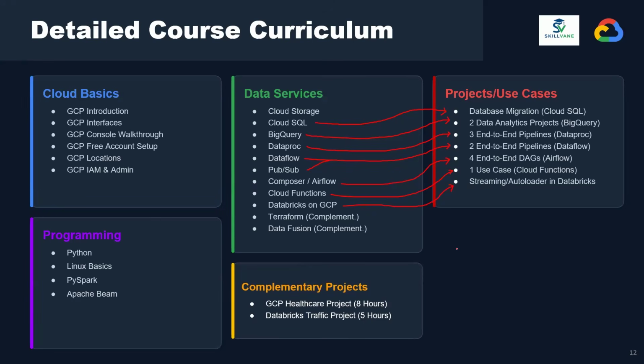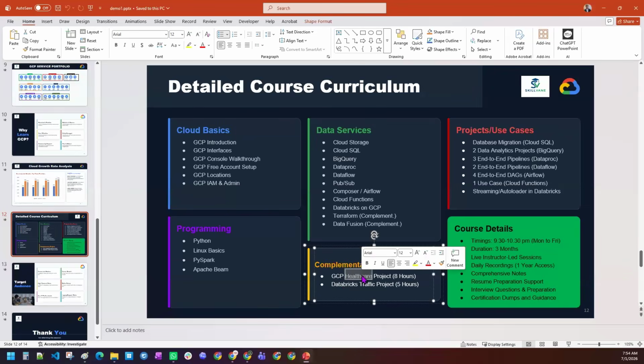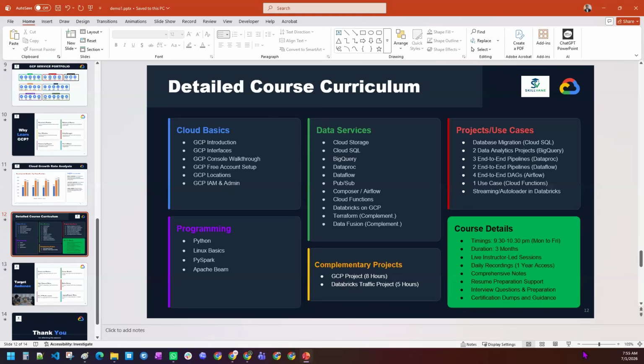Or I can change it also. Okay, I'm gonna just turn. What I want is that GCP project. Let's not mention the area, right? So yes. Now look at here, guys. Sorry.